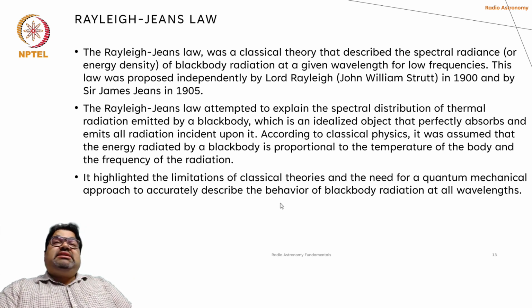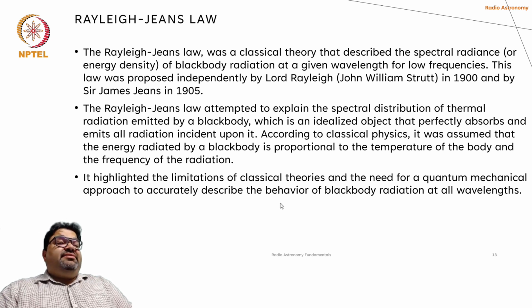There are lots and lots of applications. The next in line is the Rayleigh-Jeans law. It's actually a limit of Planck's law, and we'll show you how it works out. It is a classical theory that describes the spectral radiance of black body radiation at a given wavelength for low frequencies. The law was proposed independently by Rayleigh and Sir James Jeans in 1905. The Rayleigh-Jeans law attempted to explain the spectral distribution of thermal radiation emitted by a black body, which is an idealized object that perfectly absorbs and emits all radiation incident upon it.